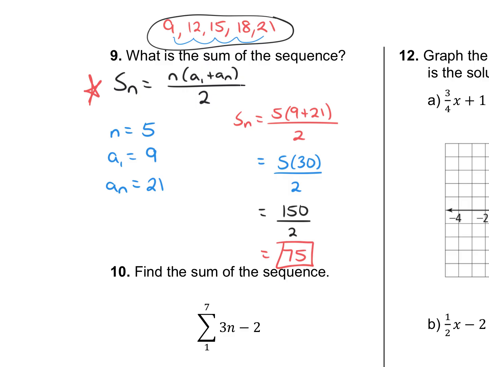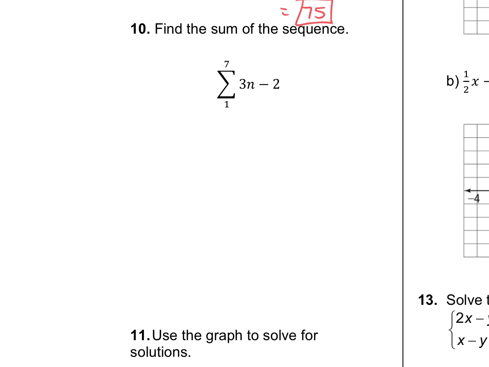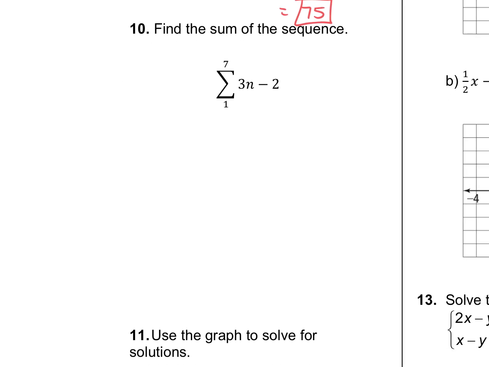Okay, so number 10, it wants a similar thing. It wants you to find the sum of the sequence. However, we have it in a different notation this time. What is this notation called? Sigma. Sigma. Told you never forget it. Okay, sigma notation. So we're still using our same sum formula since we're finding the sum. Okay, and we still want to look for the same three pieces, n, a1, and an.